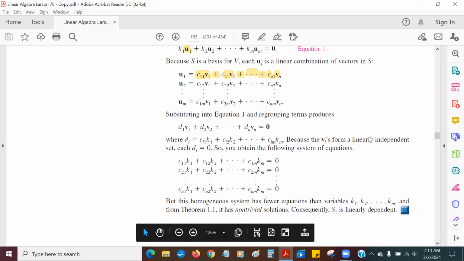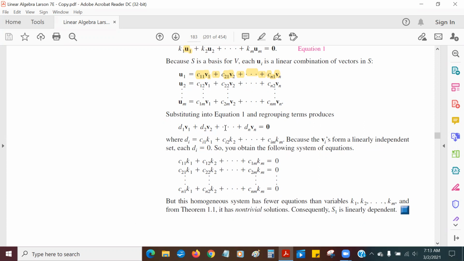Because it's a basis. Now, since it's linearly independent, that means the only way this equation here, say I did the substitution and got this equation, the only way this equation is ever going to happen is if each D is equal to 0. How do I know that? Because the V vectors are from the original basis and they're linearly independent. So I'm going to set all of these equal to 0.